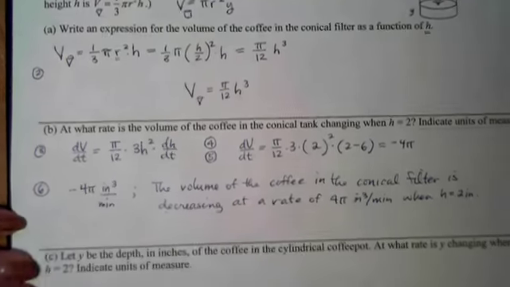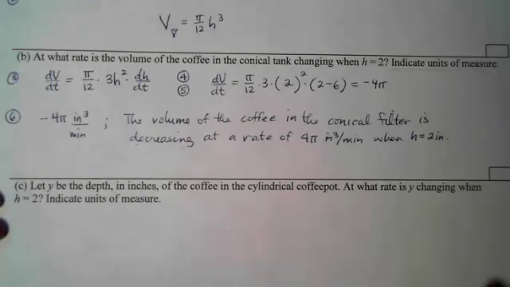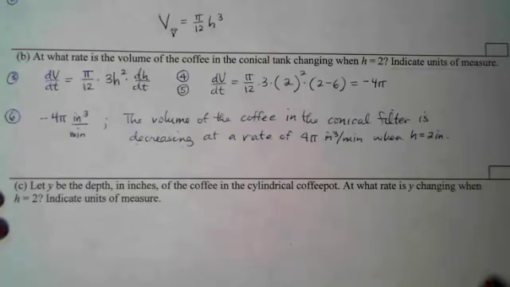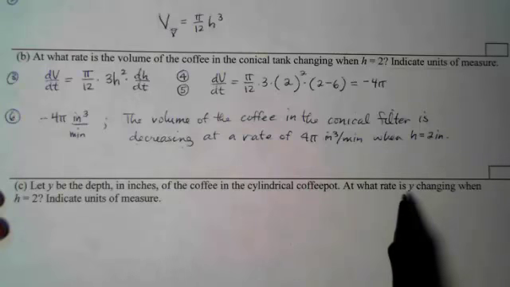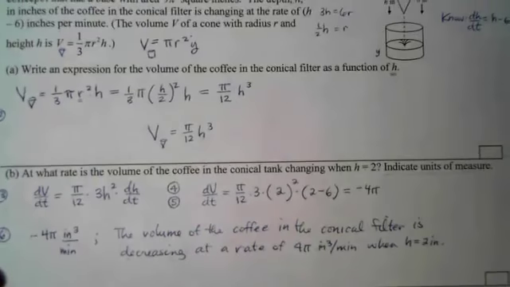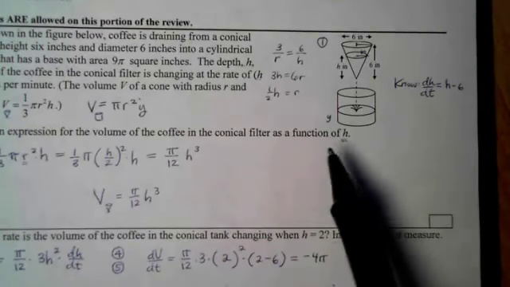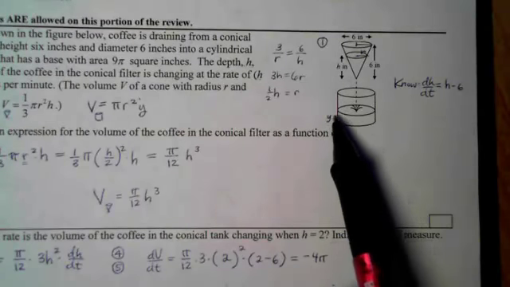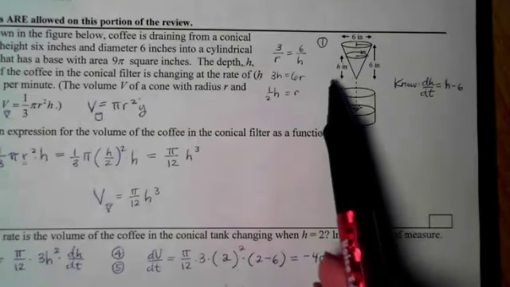Okay, the final part of this problem, part C, says, let Y be the depth in inches of the coffee in the cylindrical coffee pot. Now, the new question is, at what rate is Y changing when H is 2? So, at first glance, we would think that we need, in step 2 of the process, to write a single equation that relates Y to H. So that means, up in this picture, we would want an equation that relates the depth of this coffee to the height of this coffee.